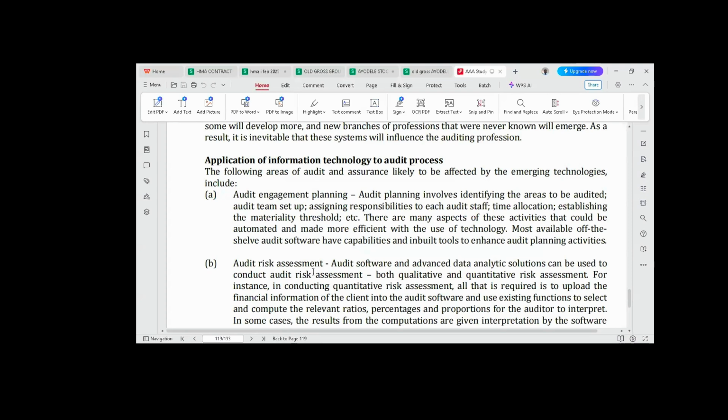For instance, HR. You'll be looking at the number of staff. You look at the attrition rate, that is the labor turnover rate. How often? Because if the labor turnover rate is high, it's going to impact on the business, it's going to impact on the financial statement eventually. So we call it qualitative.